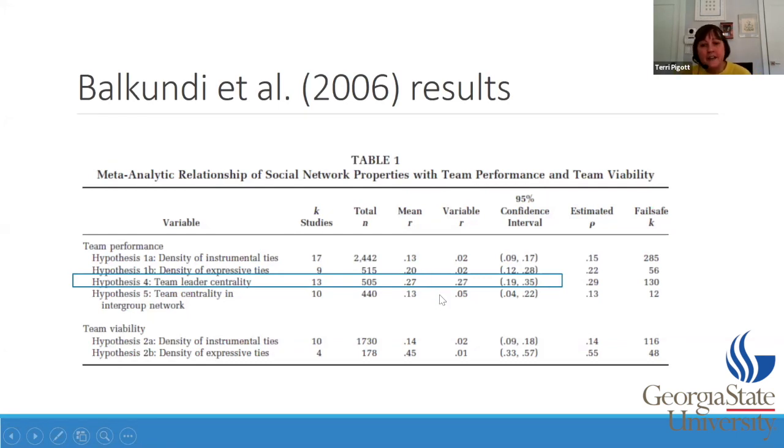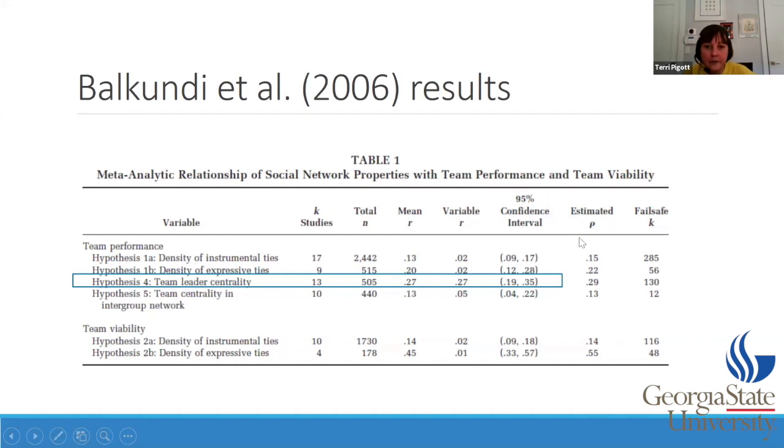So we see that across those 13 studies, they did a weighted analysis and they get this mean correlation of 0.27 with this particular confidence interval. So we see that they are finding a positive relationship between the centrality of a team leader and their team performance.